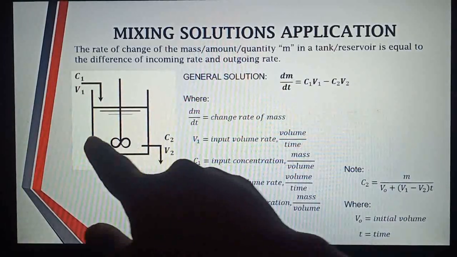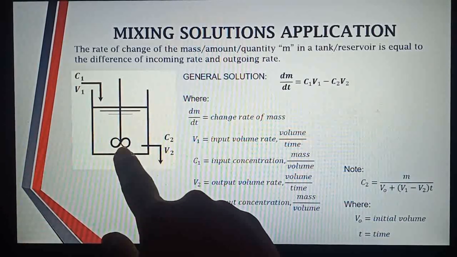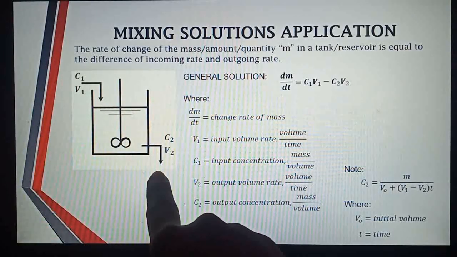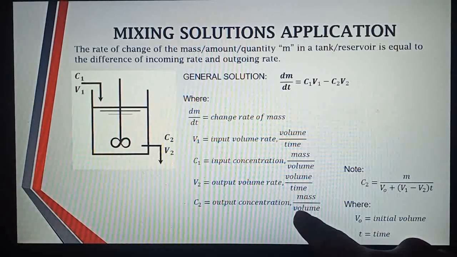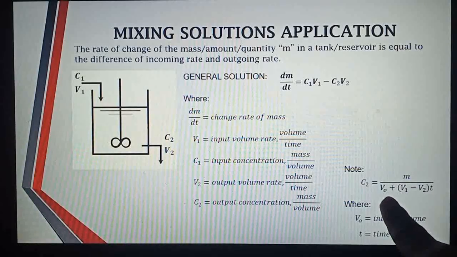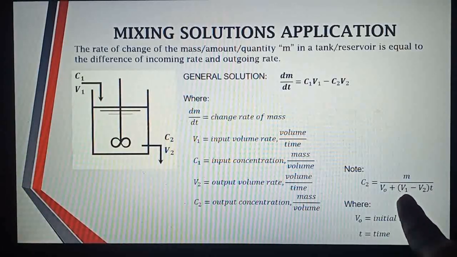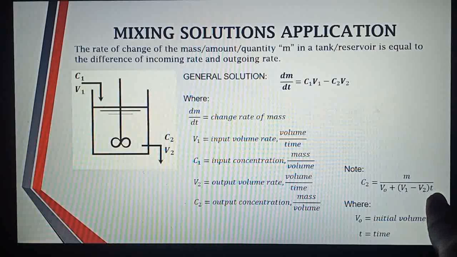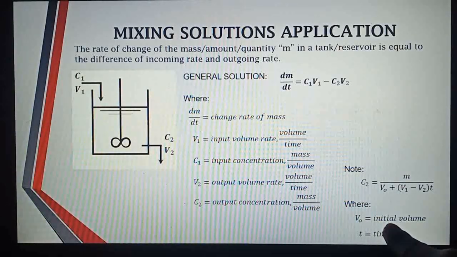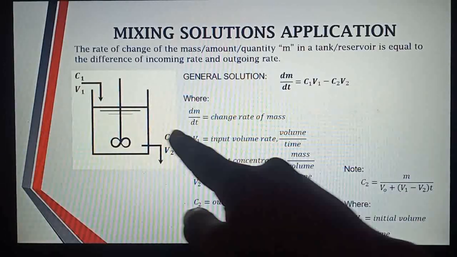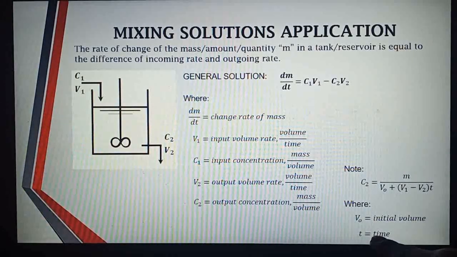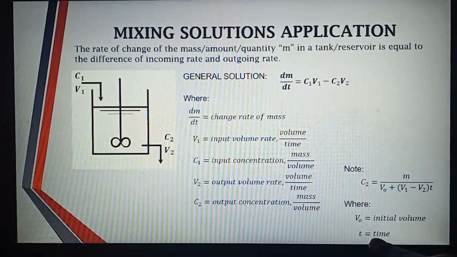But once the solution is mixed in the tank, of course we no longer know the concentration that is coming out. So we have the formula for the concentration of the output. That is C2 equals M over V0 plus the quantity V1 minus V2 multiplied by the time, wherein V0 is what we call the initial volume of the tank. Of course, we have an initial volume in the tank, and t is for the time.